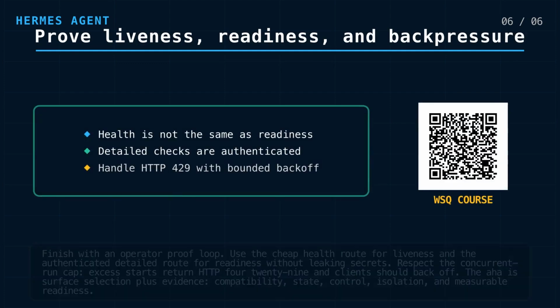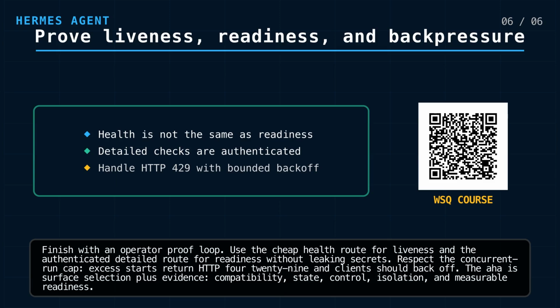Use the cheap health route for liveness and the authenticated detailed route for readiness without leaking secrets. Respect the concurrent run cap. Excess starts return HTTP 429 and clients should back off. The AHA is surface selection plus evidence, compatibility, state, control, isolation, and measurable readiness.